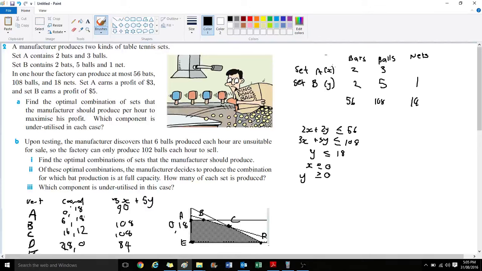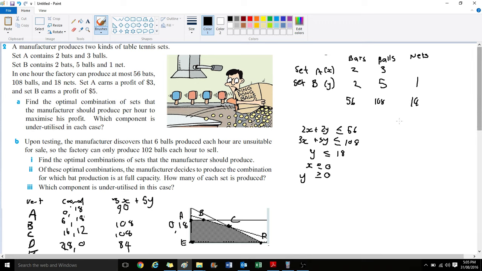Okay, so we have set A, let's call that X, 2 bats, 3 bowls. Set B, let's call that Y, 2 bats, 5 bowls and 1 net. We have a total of 56 bats and a total of 108 bowls and a total of 18 nets. So our constraints are 2x plus 2y is less than or equal to 56, 3x plus 5y is less than or equal to 108, y is less than or equal to 18, and of course x is greater than 0, y is greater than 0.